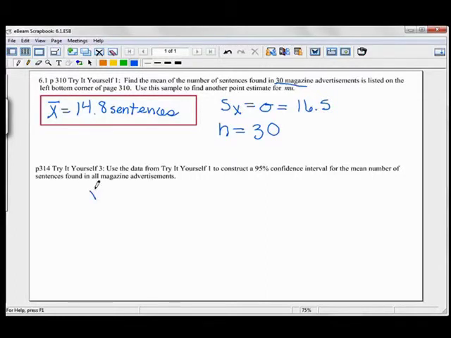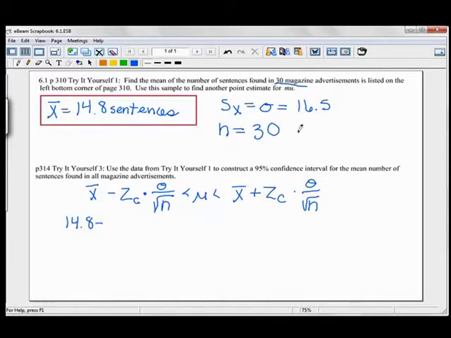To do that, we're going to use our formula: X bar minus Z sub C, that's the error part right here, Z sub C times sigma divided by the square root of n, I just put it all in at one time, is less than mu, which is less than X bar plus Z sub C times standard deviation divided by the square root of n. Now our X bar we found to be 14.8.